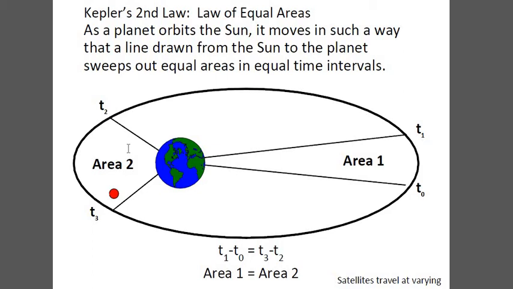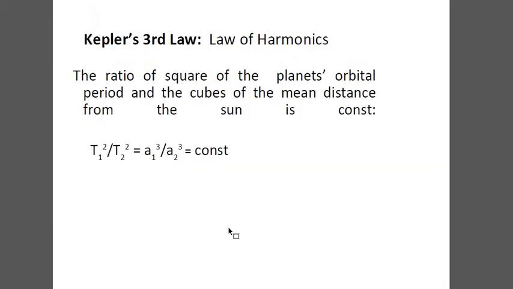First one is the law of ellipses, which means all the orbits will be in elliptical form. Second one is that if you draw a line from the sun to the earth, or from the earth to the satellite, that area will be the same in equal time intervals. Okay, so satellites will be traveling at varying speeds. And the third one is your law of harmonics.